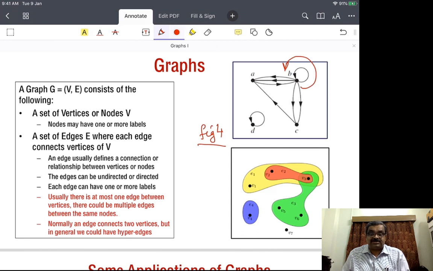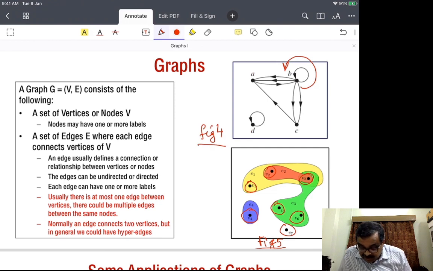In the most general case, till now we have seen a graph having an edge only between two vertices. But a graph can also have an edge between multiple vertices. Consider this example of figure 5 which I am showing here. Here you will see that this is vertex 1, this is vertex 2, this is vertex 3, this is vertex 5, this is vertex 6, and this is vertex 7, and this is vertex 4. So we have these 7 vertices.